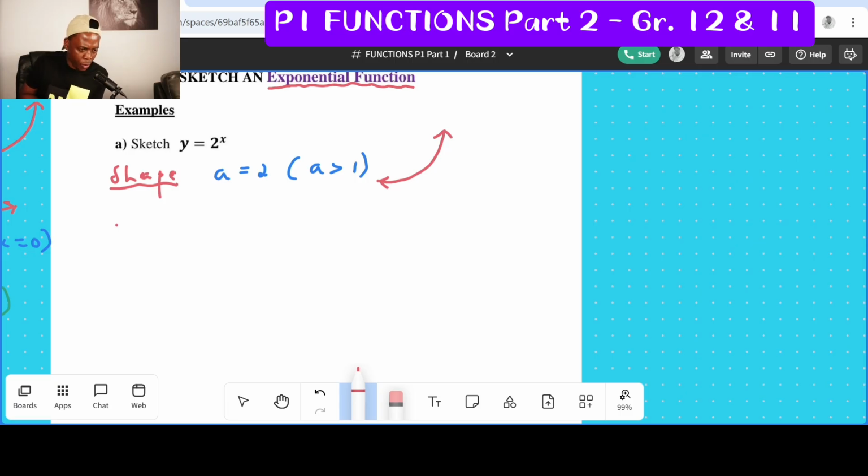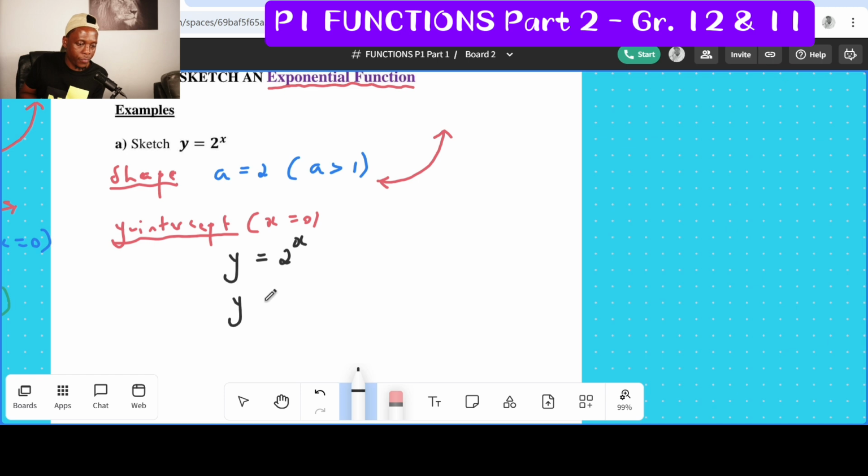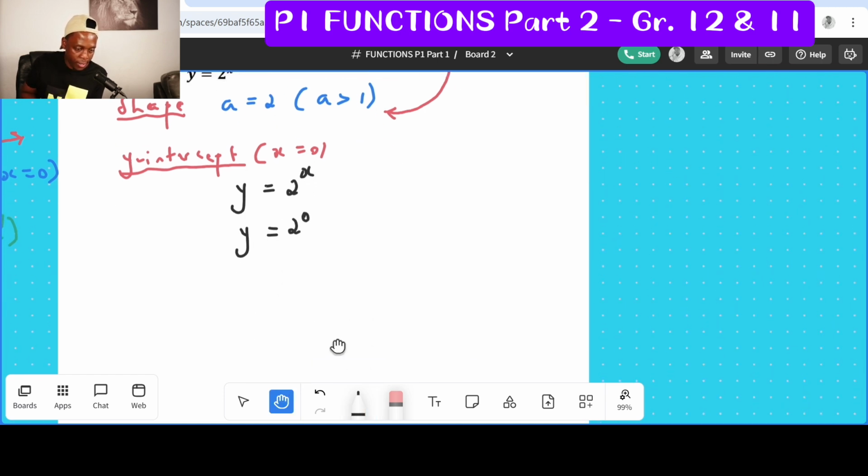After the shape, we go to the y-intercept. Now with the y-intercept, we let x equal to 0. So let me just write again. The original equation is y is equal to 2 to the power x. In the place of x, we are going to put 0. Anything to the power of 0, even your calculator will tell you, 2 to the power 0 is equal to 1. As a point, we'll say, okay, x is 0, y is 1.